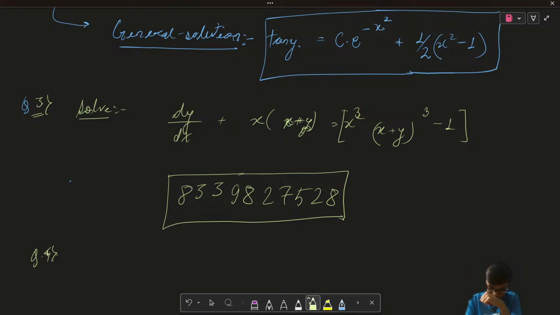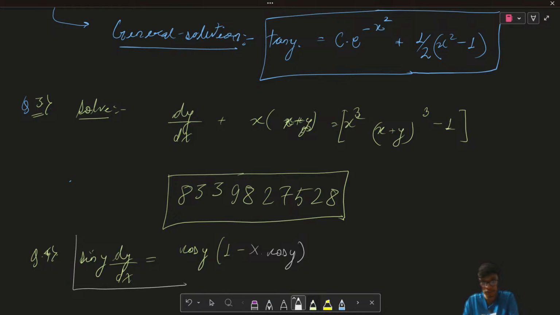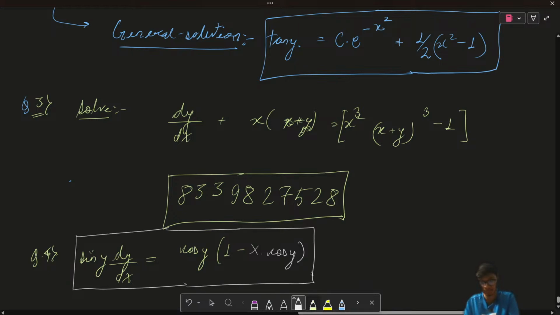All right. And another problem, please try to solve this problem as well. That is sin y dy/dx equals cos y into (1 minus x cos y), okay? Please try to solve this problem as well. Please try to solve these two problems.